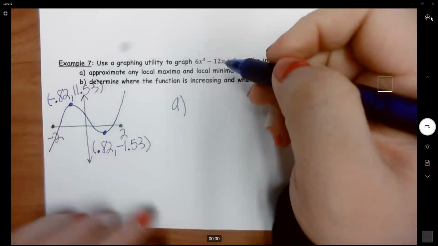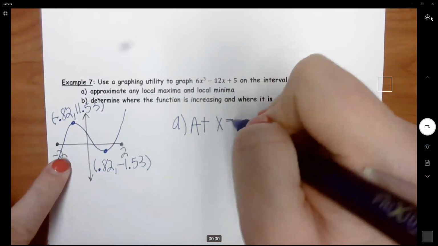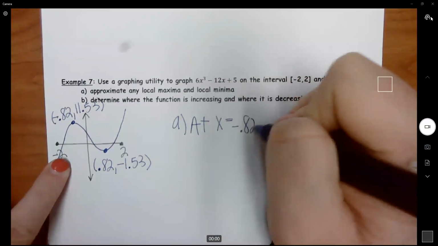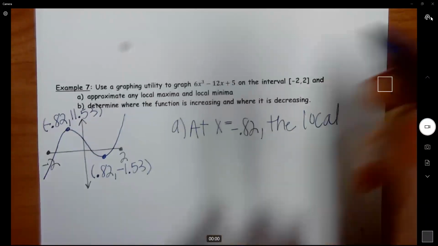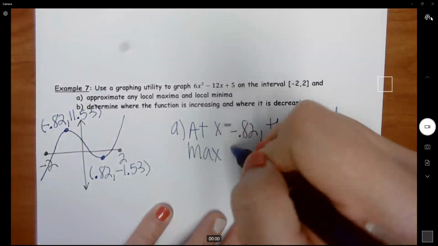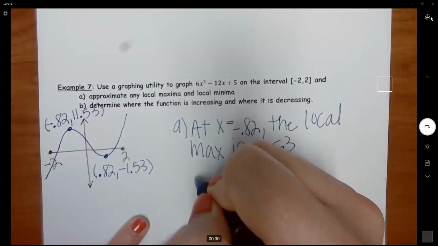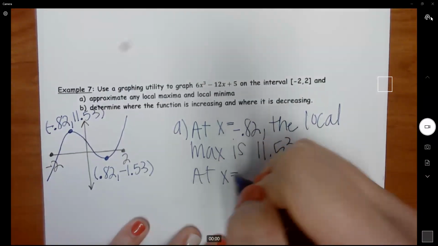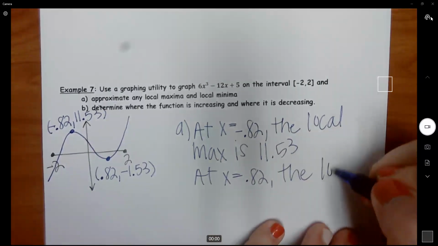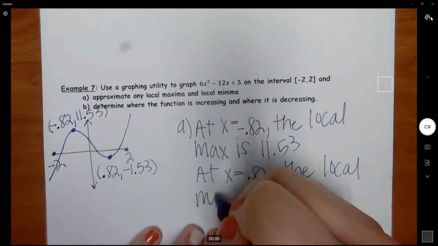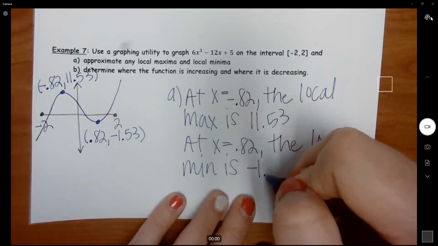So A, the local max at x equals negative 0.82. The local max is 11.53. And at x equals 0.82, the local min is negative 1.53.